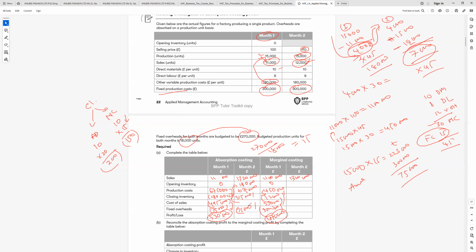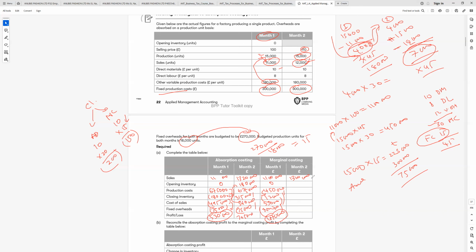Minus the closing inventory, and we find the cost of sales. So we added the production cost minus the closing inventory. That will give us cost of sales, that is 540,000. And we have 75 under absorb. And that will give me the profit 705.